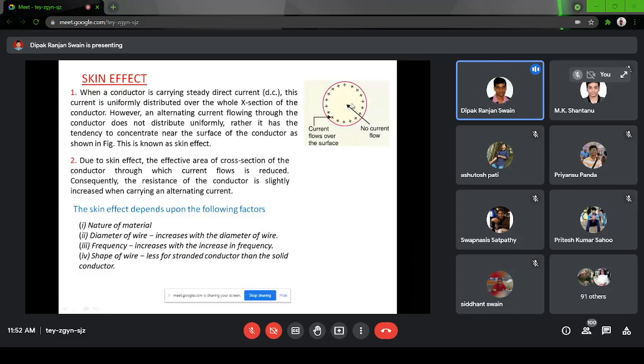Now, the effect of that is your total conductor is actually not fully utilized. Because the concentration of current is not uniform, let us say this conductor has a rating of I. Now you may not be able to flow I current in it because most of the I will be flowing through the surface of the conductor.